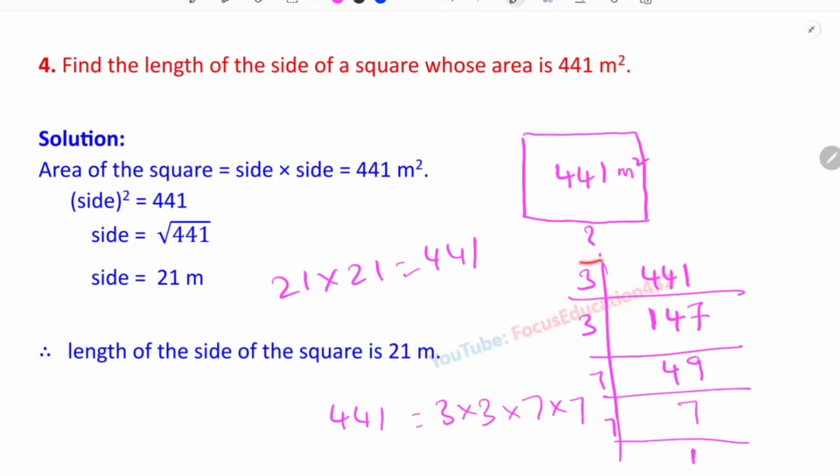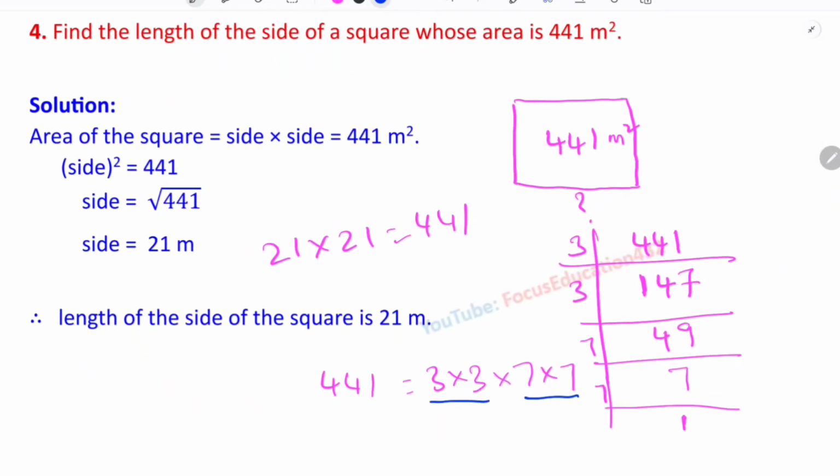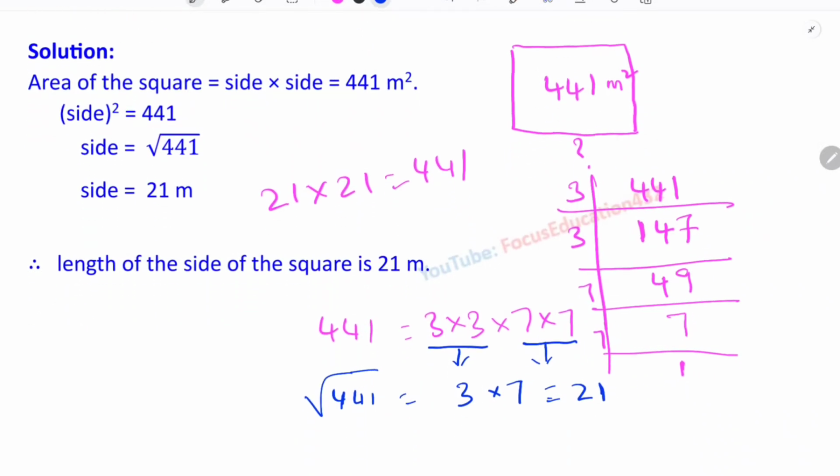The prime factors of 441 are 3, 3, 7, 7. For a perfect square, the factors come in pairs: a pair of 3 and a pair of 7. For finding the square root of 441, you take one from each pair. From 3 and 3 take one 3, and from 7 and 7 take one 7. 3 sevens are 21. This is very important, how to find the square root of a number. You will get it in tests and exams compulsorily.